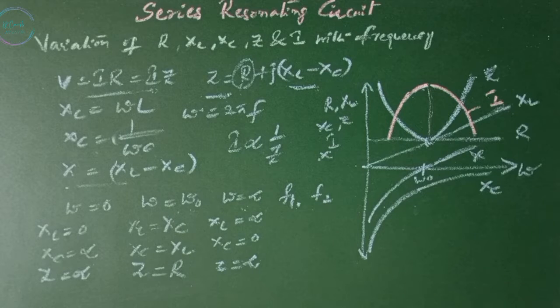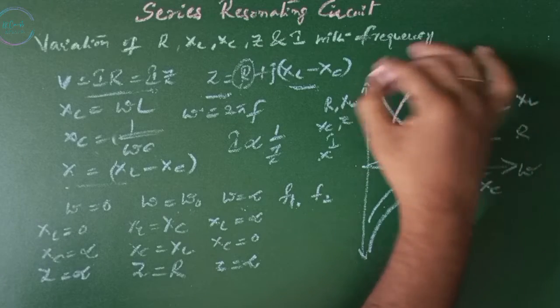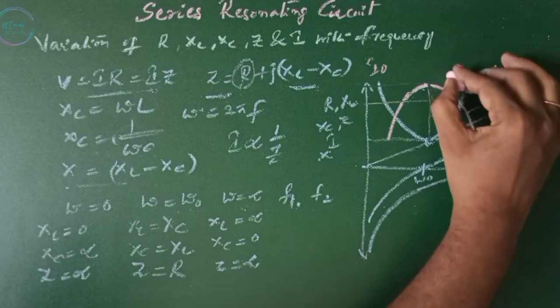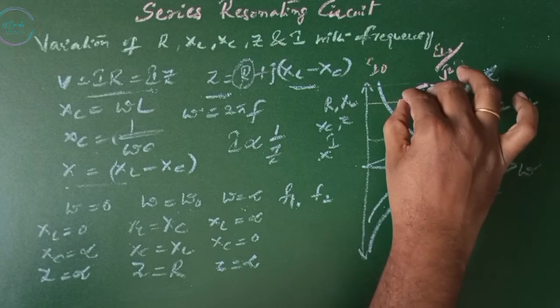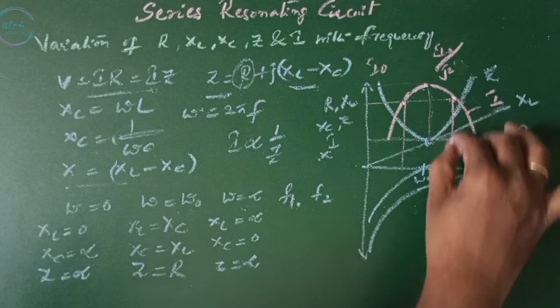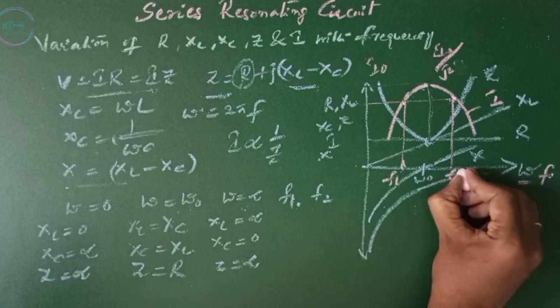Two frequencies, that is F1 and F2, below and above the resonant frequency, have been identified and represent the two points of intersection of the current frequency curve at 1 by root 2 I naught. This is our I naught value. This is I naught by root 2, or the RMS value, here. From these two points, we need to draw a line. This is F1 and this is F2.